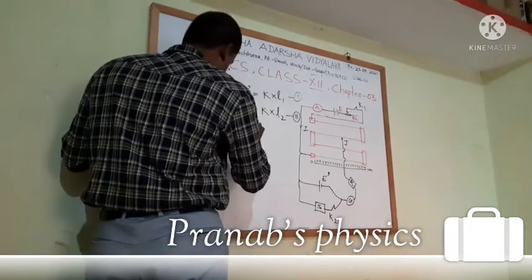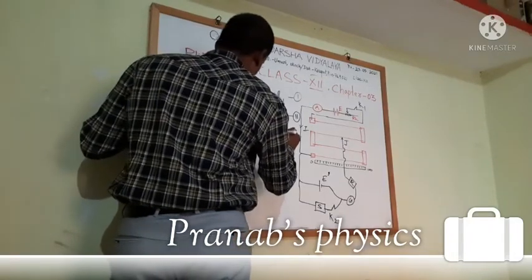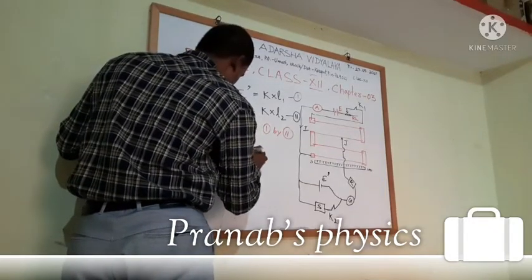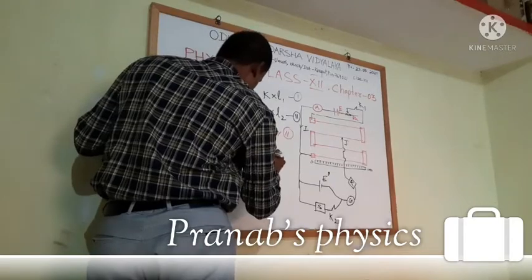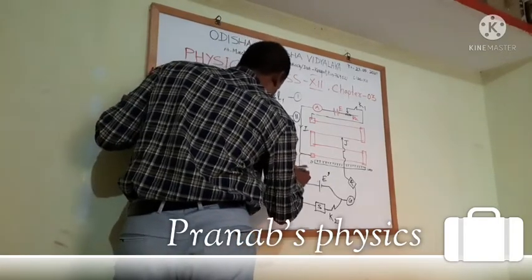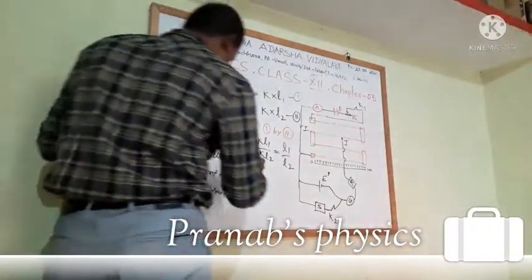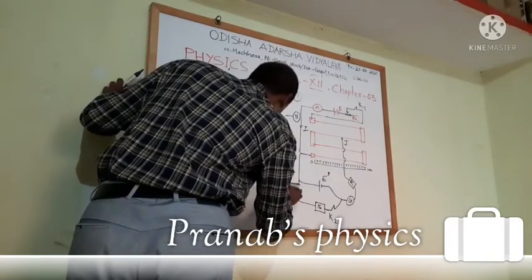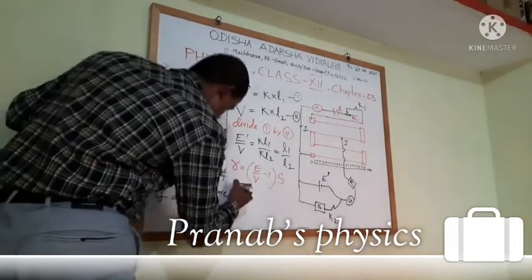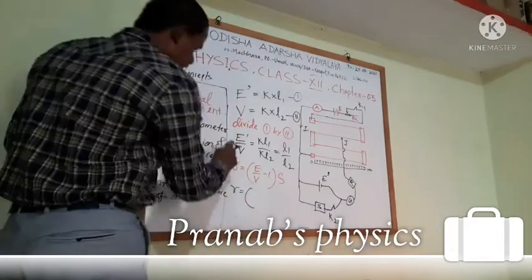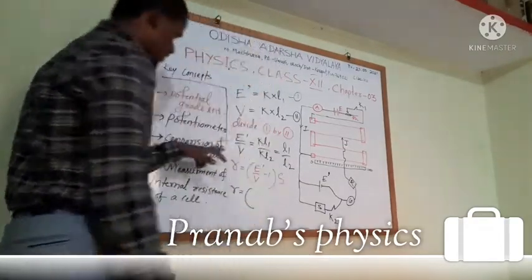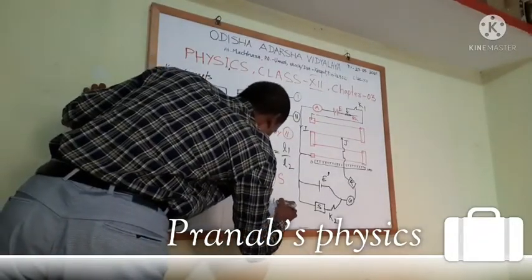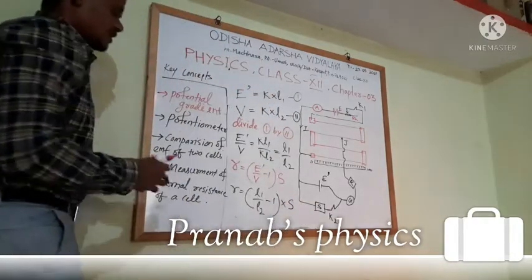Now divide 1 by 2. So you will get E prime by V is equal to K L1 by K L2, which is L1 by L2. You know the internal resistance of a cell r is equal to, the formula is, E by V minus 1 into external resistance. So r is equal to E, here E prime, by V, which we have as L1 by L2. So internal resistance r is equal to L1 by L2 minus 1 into S.